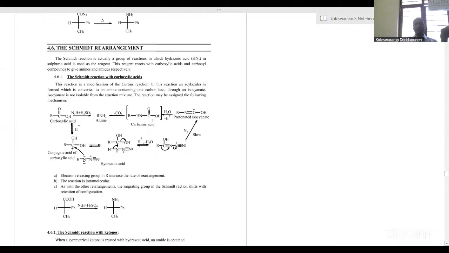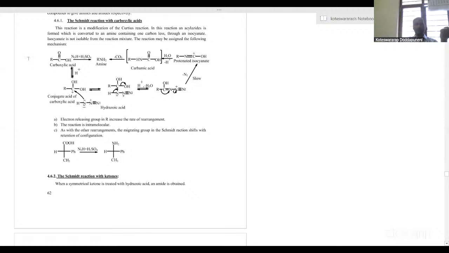The reaction may be assigned the following mechanism. This carboxylic acid is treated with hydrazoic acid in an acidic medium, which leads to formation of amine. During this reaction, what is the pathway it is choosing? The proton given by the strong acid protonates the carbonyl group of the acid that leads to formation of a carbocation, which is attached with two OH groups, which reacts with the hydrazoic acid that leads to the formation of this intermediate, which further involves the elimination of the water molecule.